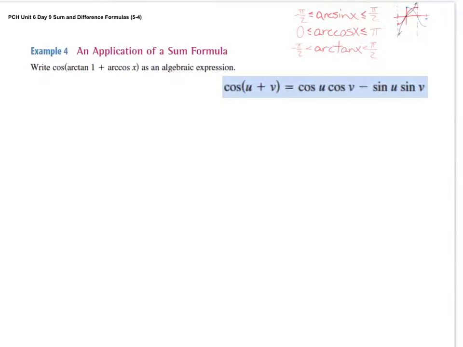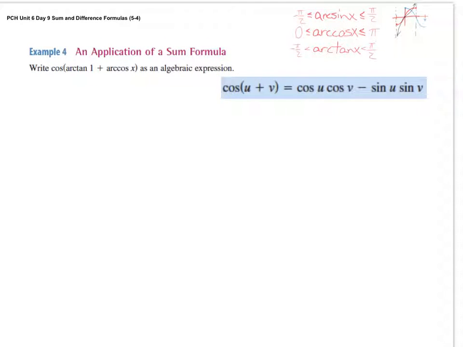With that being said, let's take a look at what we're trying to do here first. It says we want to take the cosine of the arc tangent of 1 plus the arc cosine of x. So the first thing that I would do when approaching this problem is go ahead and evaluate what I can. We can evaluate the arc tangent of 1.